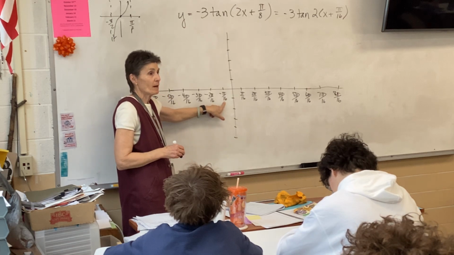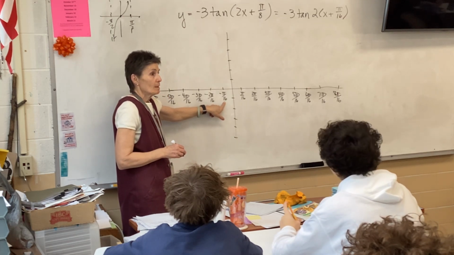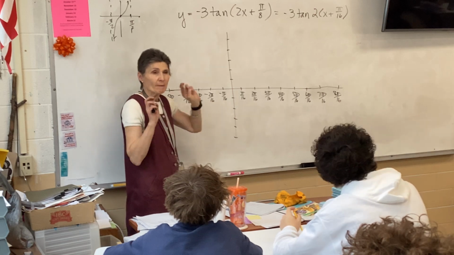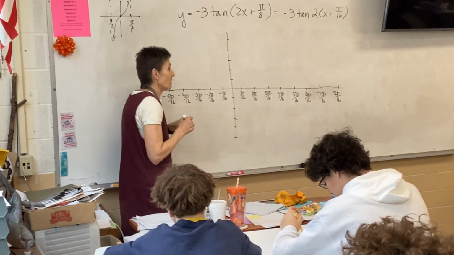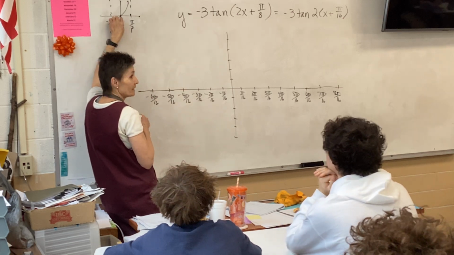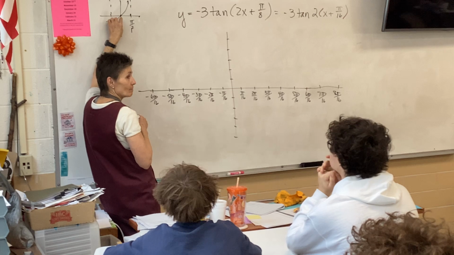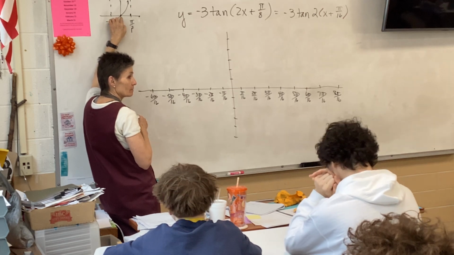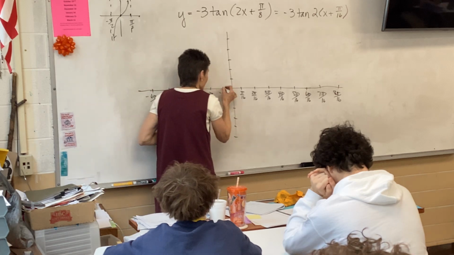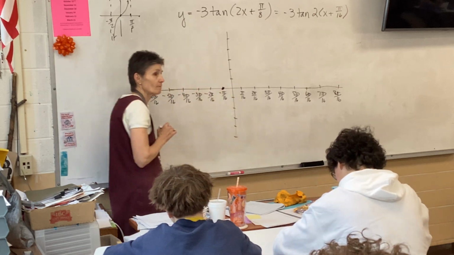Pop this negative pi over 16 on here. That's my phase shift, and so that's like my new beginning. So if I think about a regular tangent, the beginning, the origin is right there. So won't that dot now be over here? That dot will be right there.